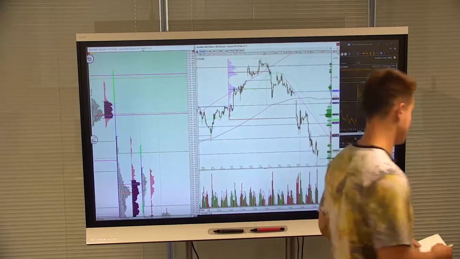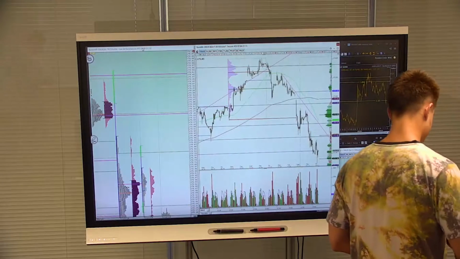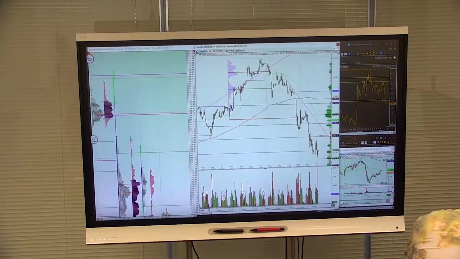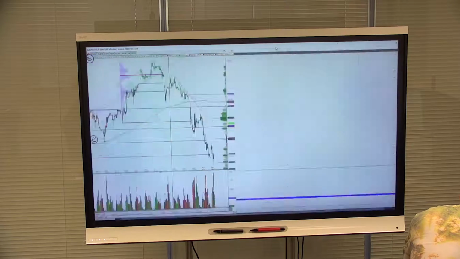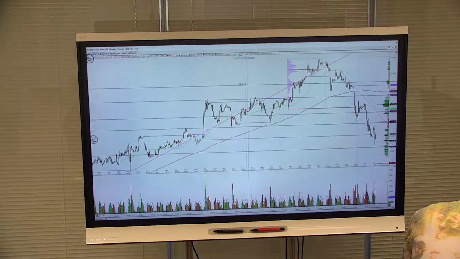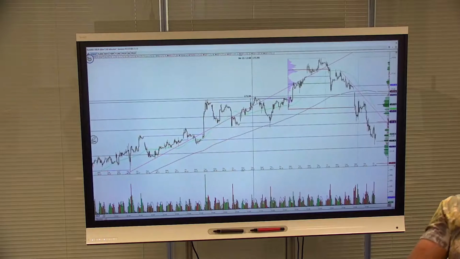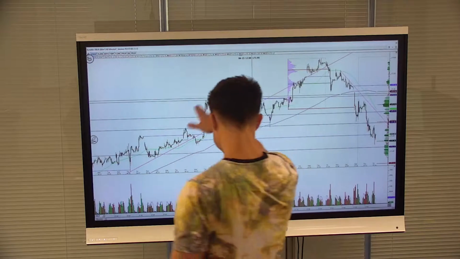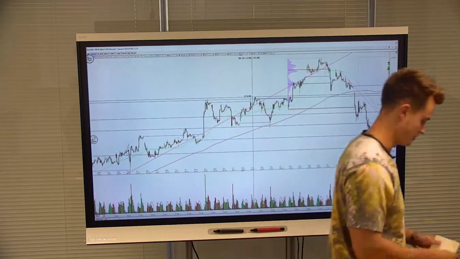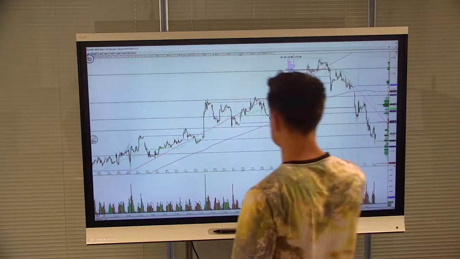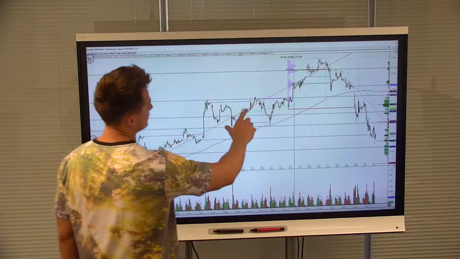So I'll start with Tuesday in the Bund, and I'll start with the 60 minutes. What I was focusing on was this big, large sideways range we had from the Bund. This is what I defined as the post-Sintra range that we had.